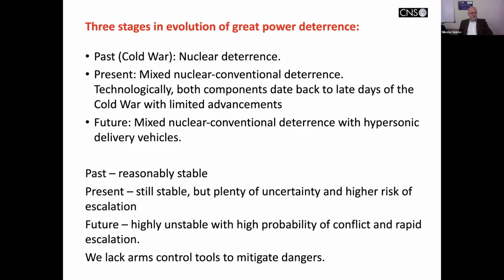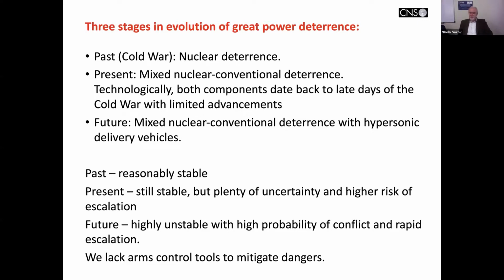In the past, during the Cold War, the relationship between the United States and Soviet Union was primarily based on nuclear deterrence. So two very large arsenals facing each other, clearly too big. A few people were really comfortable with the size of nuclear arsenals that the two sides had. That was a pretty stable state.